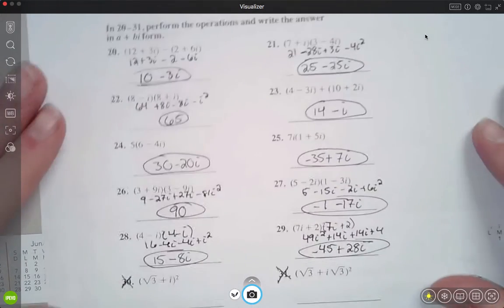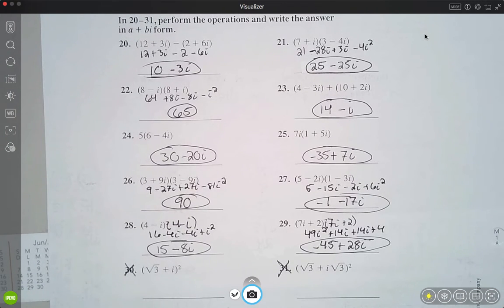On the back here are all of your simplifying ones again. Quick note on the back here, make sure everything is in a plus bi form. So always put the regular real number out first, and then the number that goes with the i goes second.